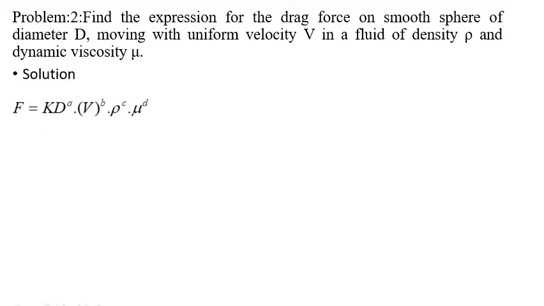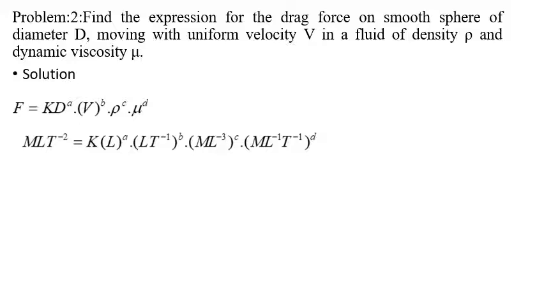Now the solution. F, the drag force, is a function of k into d to the power a, velocity to the power b, rho to the power c, and mu to the power d. Now write the dimensions on both sides, the left hand side as well as the right hand side of this relation. The drag force is given by M L T to the power minus 2, equals k, which is a constant.